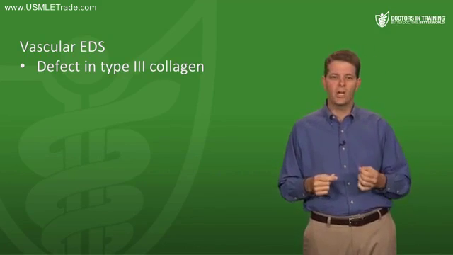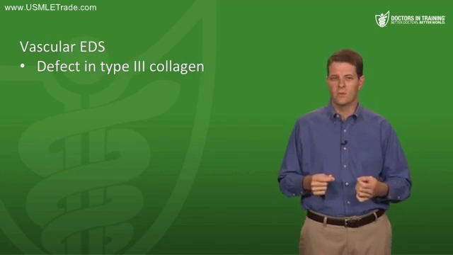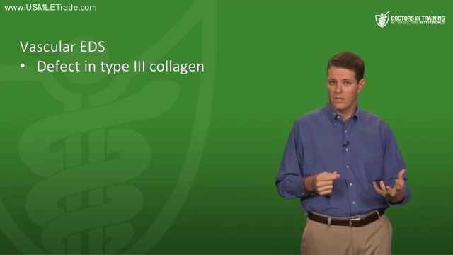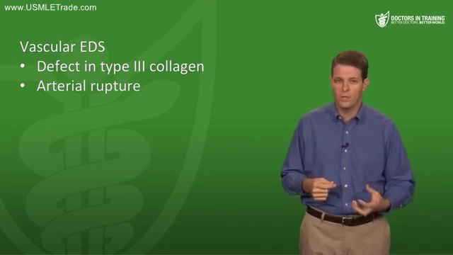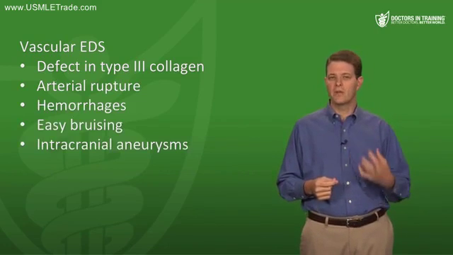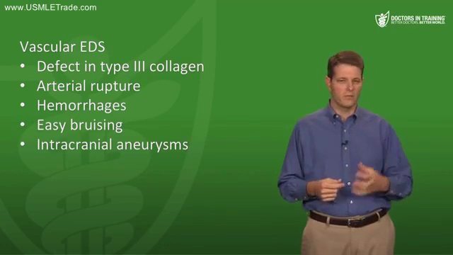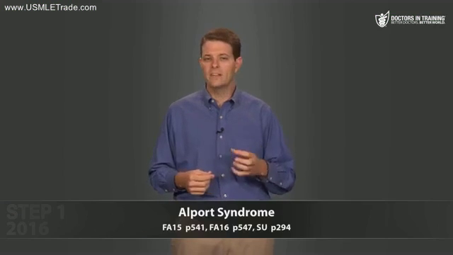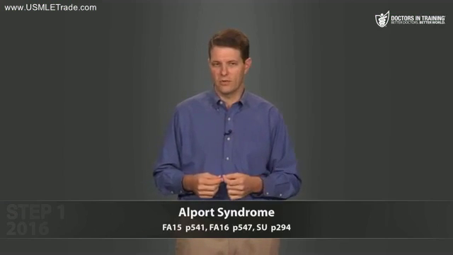So type 3 collagen is found in the blood vessels. So again, this is vascular Ehlers-Danlos, and it causes arterial rupture and hemorrhages and easy bruising. You can also see intracranial aneurysms with Ehlers-Danlos. So again, blood vessel problems. Now, one last collagen disease to mention is Alport syndrome.